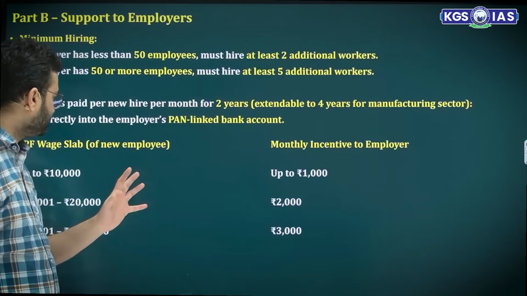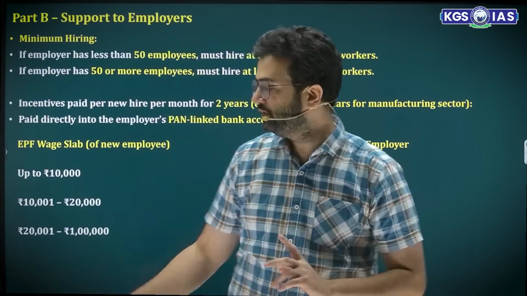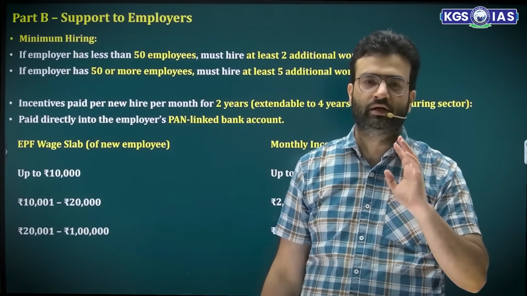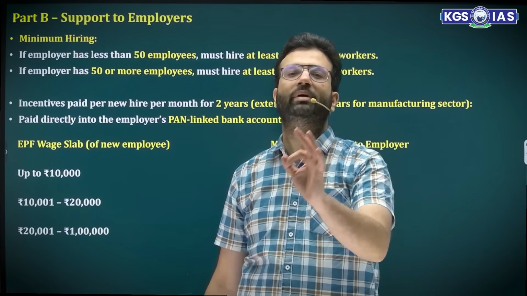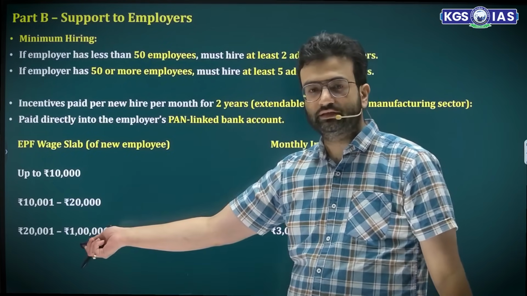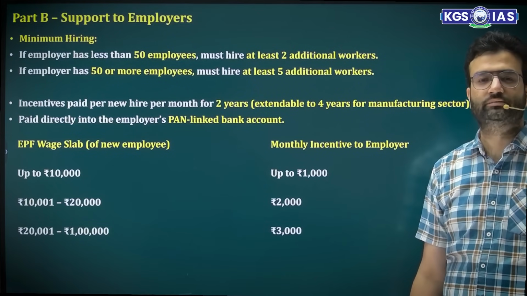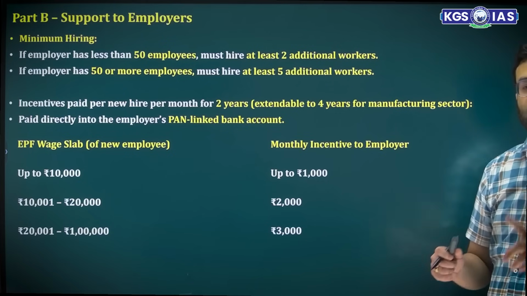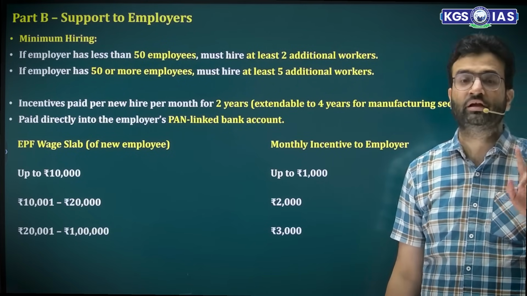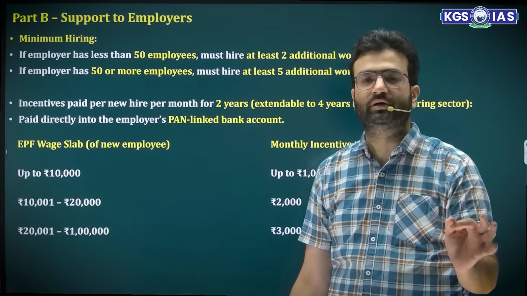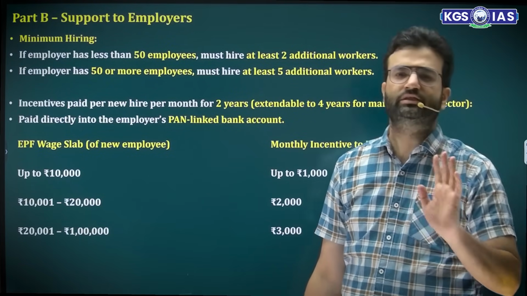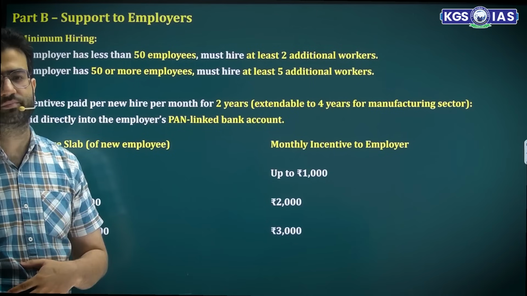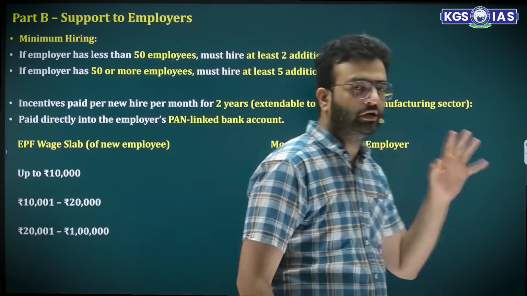So if I am paying any amount between 20,000 and 1 lakh, let's take a simple example. I am a company, Shubham Private Limited. I hired 10 employees and I'm giving them a monthly salary of 40,000. That means this is the third slab. Government will provide me an incentive of 3,000 per month for each of those 10 employees. That means 30,000 per month for the next 2 years, so for 24 months I am getting 30,000 rupees incentive. That is 7,20,000 only. And for the next 2 years, I am getting 14,40,000. So this is the support being provided by the government to the employers.